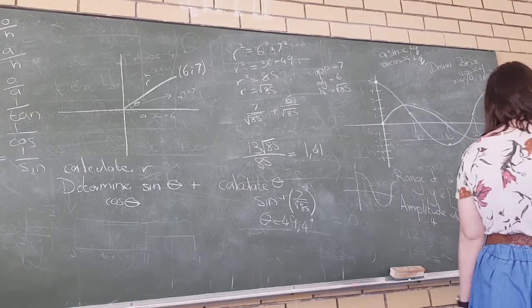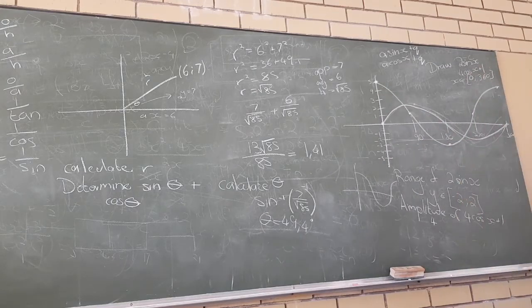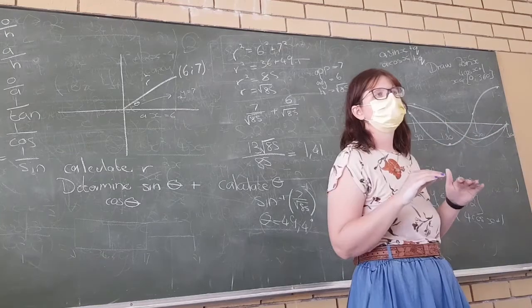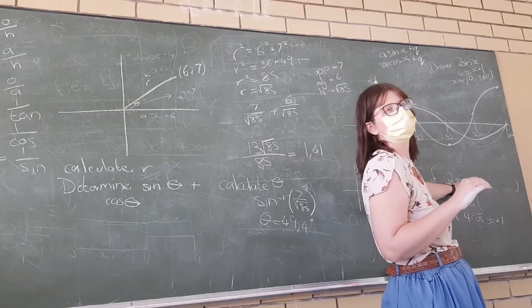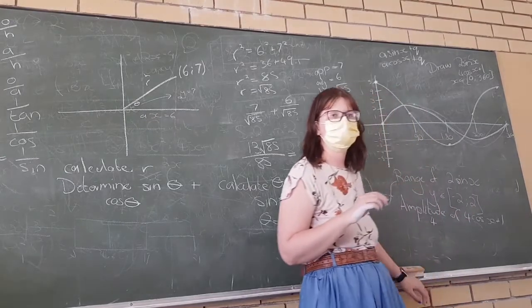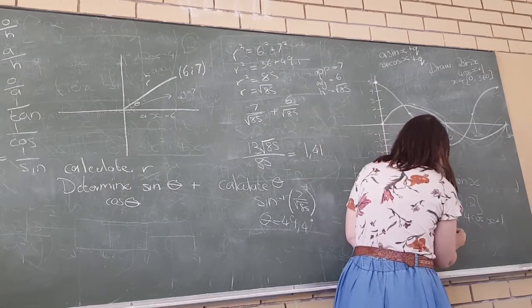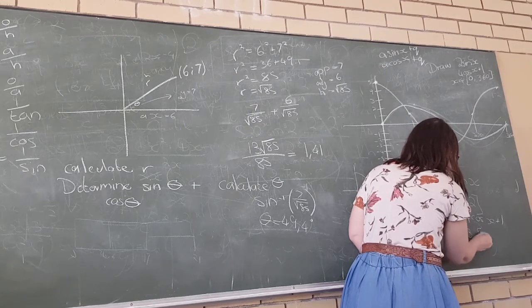The range of 4 cos x plus 1 would be... the domain is 0 to 360. What would the amplitude of 2 sine x be? 2. What would the range of 4 cos x plus 1 be? 5 and negative 3. So y is an element of negative 3 to 5.